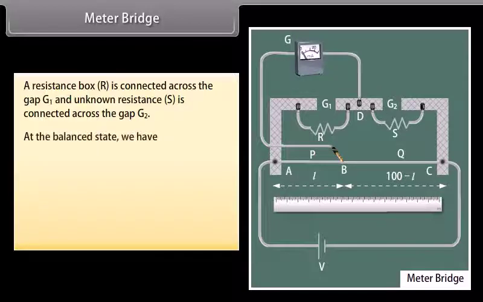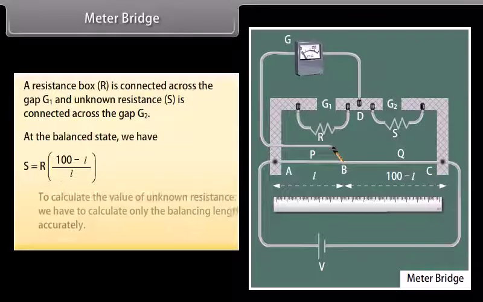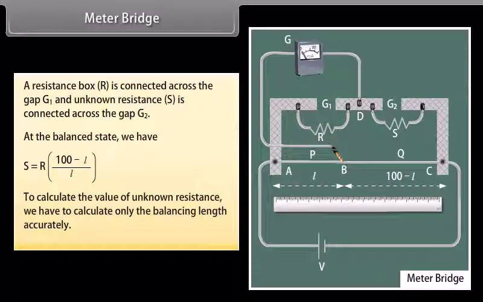At the balanced state, we have S is equal to the product of R and (100 minus L) upon L. To calculate the value of unknown resistance, we have to calculate only the balancing length accurately.